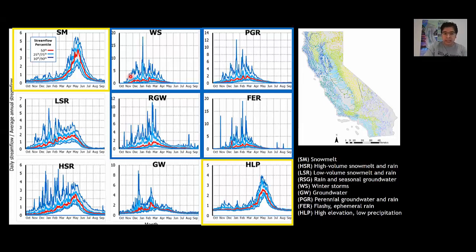So you can see these winter storms, perennial groundwater and rain, flashy and ephemeral, rain and seasonal groundwater. It has this component of variation because when you have a large atmospheric river, it brings all this flow and comes down. But this high variation during the wet season doesn't have the hump of the snowmelt signature that snowmelt rivers have.